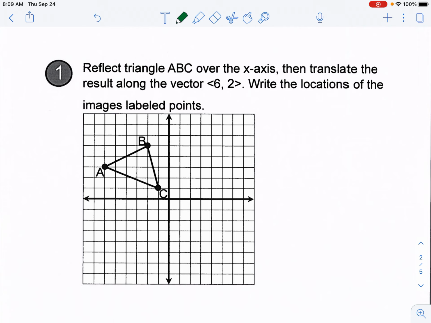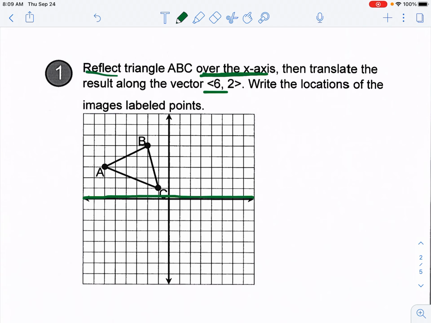Now you'll notice it says reflected over the x-axis first. So we're going to reflect our figure over the x-axis first and list our new points. After we do that, you'll notice it tells us to translate the new figure with a vector of 6, 2. Write the locations of all the points at the end. So here we go. Let's do the first thing. Over the x-axis, reflect it.